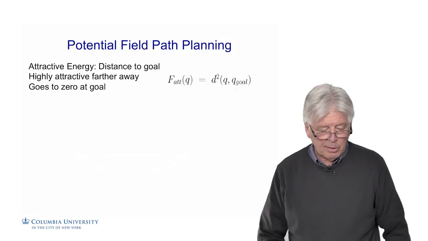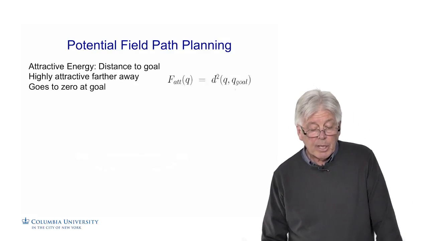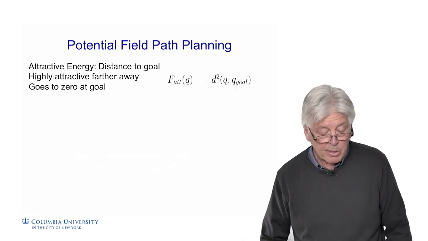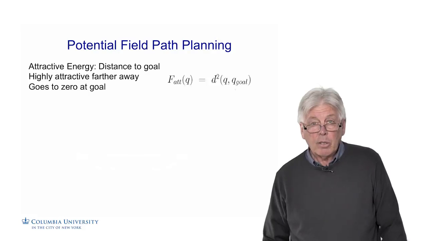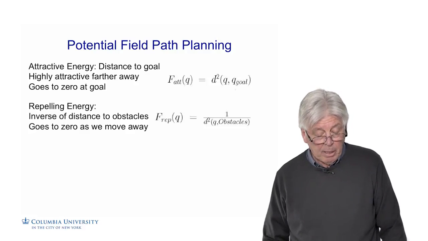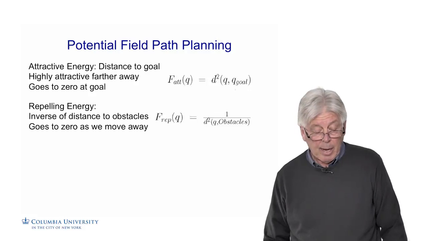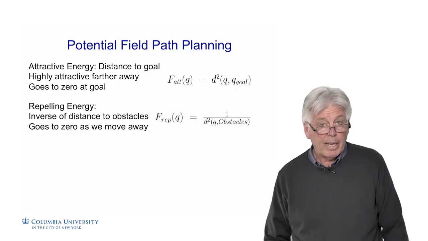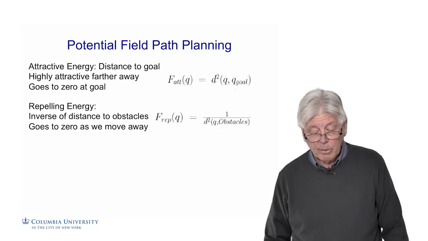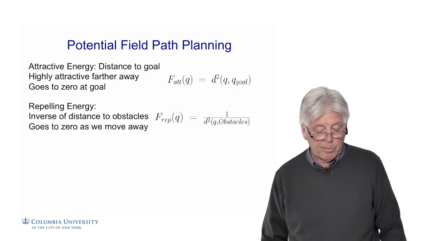And we can formalize this a little bit. The attractive energy is the distance to the goal. So we can say simply find the square distance to the goal, and we can make it zero once you reach the goal. And obviously far away, it's a large distance and it's highly attractive. The repelling energy is simply the inverse of the distance to the obstacles, which goes to zero as we move away. As we get further away from an obstacle, it's 1 over that distance, and that's pretty much getting close to zero. You can see that as we get very close to the obstacles, the distance in the denominator gets very small, and we get a very high repulsive force.